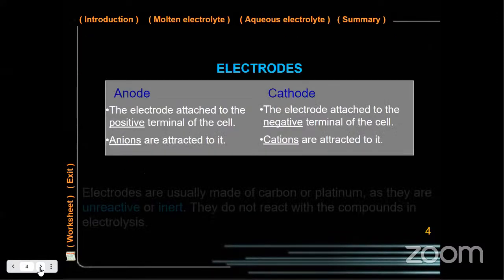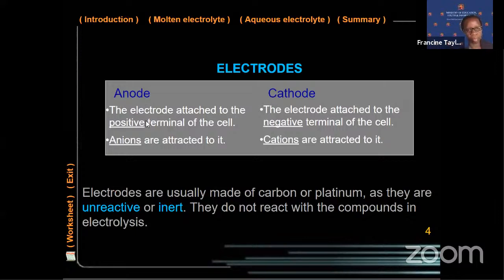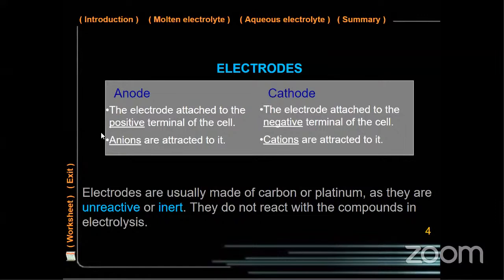All right, so we have the electrodes, we just defined them. We said the anode is the positive terminal of the cell, and anions go there. Because anions are negative, they're going to be attracted to the anode. They're going to travel to the anode. So anions go to the anode. And then on the other side, the cathode is the negative terminal of the cell, and the cations go there. Cations are attracted to the cathode.